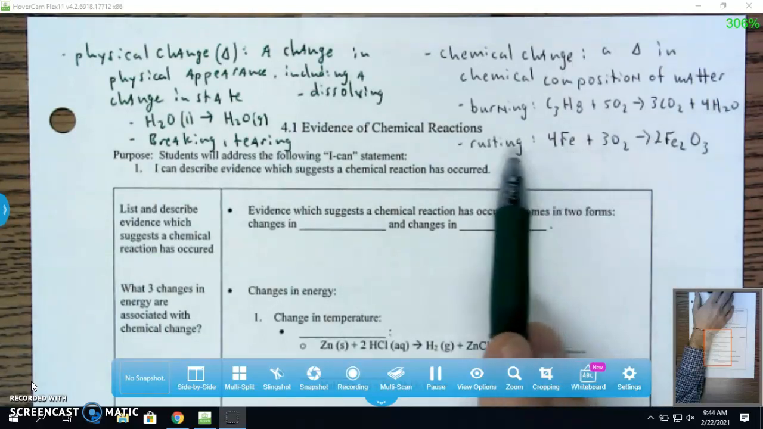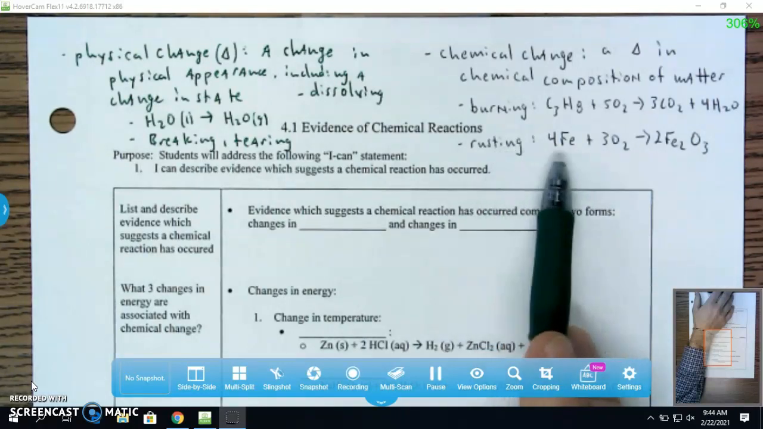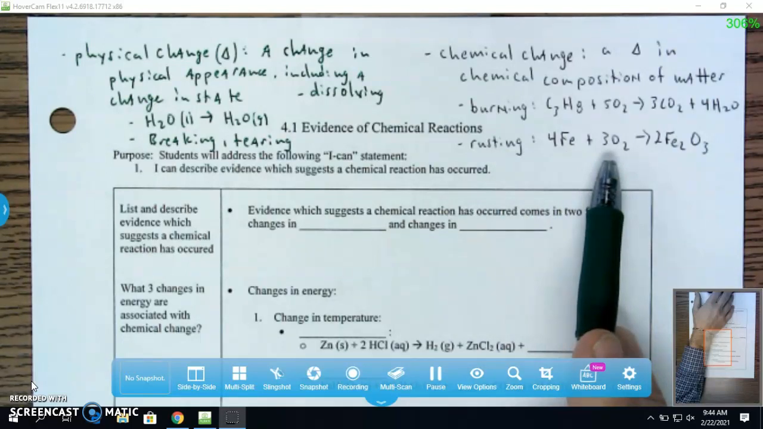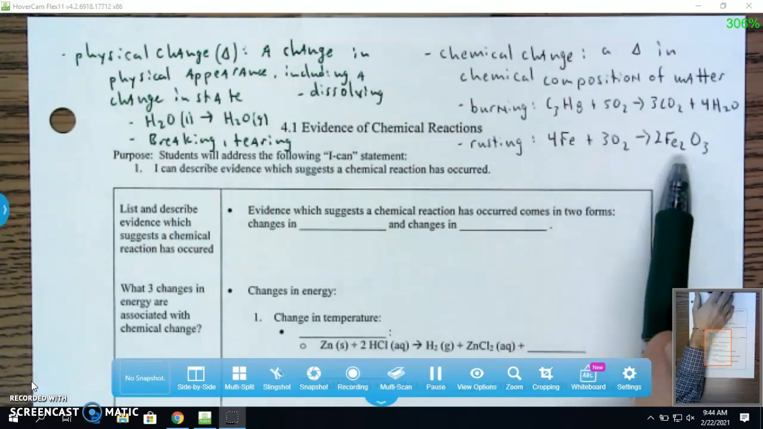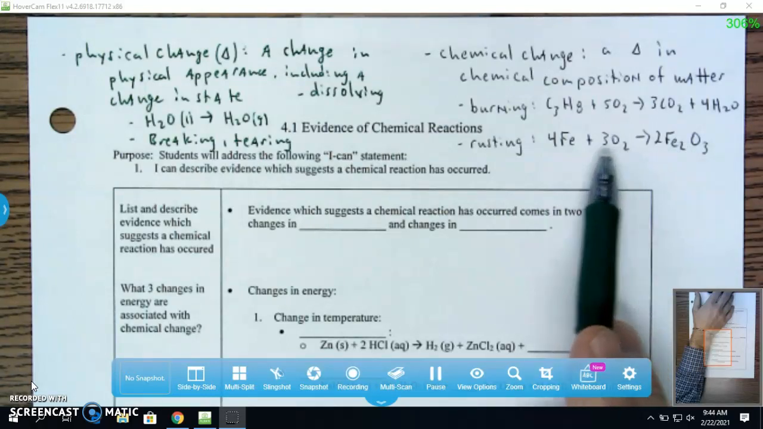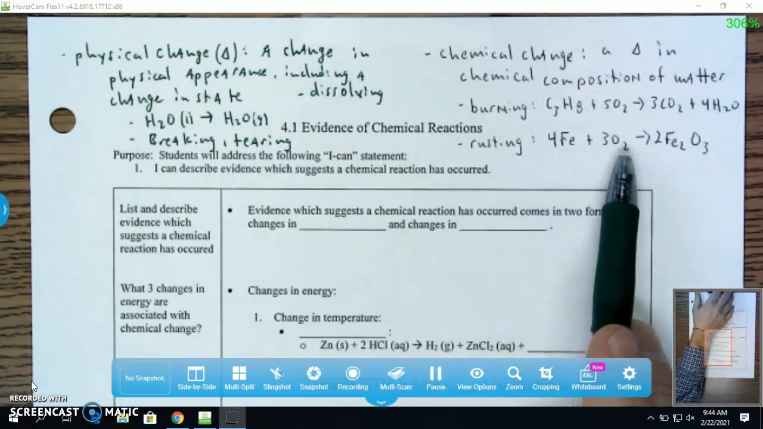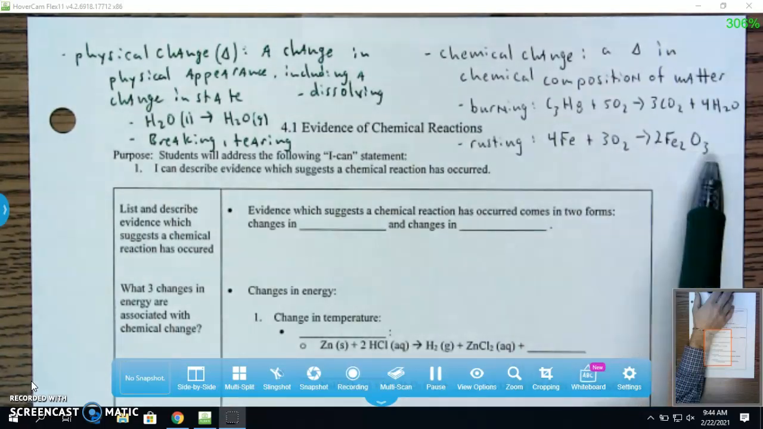Here's another example. Rusting is another example. So we could have native iron, react it with diatomic oxygen, and it will rust or oxidize to form what's actually called iron 3 oxide. So remember, the 3 in iron 3 oxide tells you the charge on it, not the number of irons in the chemical formula. But again, take a look. See how the reactants have different chemical compositions than the products. Okay, for that reason, rusting is an example of a chemical change.